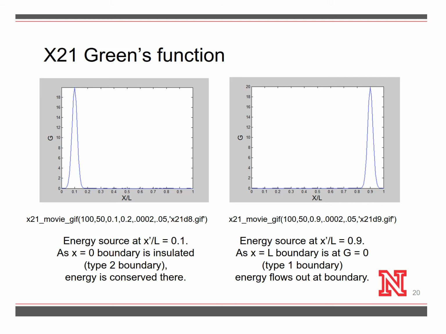I want to talk about the shape of the x21 Green's function. I've got a movie I'm going to show in a moment. This slide is static, but I'm dropping in the heat for the same Green's function here at point 1, and then I've got a picture of the same Green's function, but now the heat's being dropped in at point 9. Let me see if I can find that movie here.